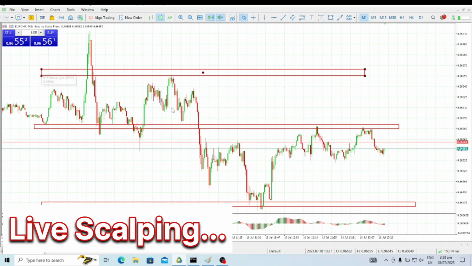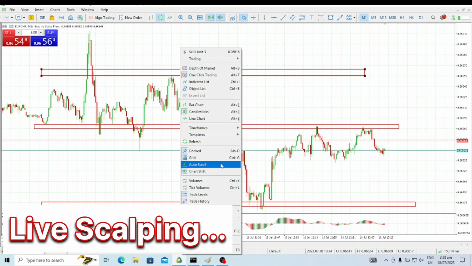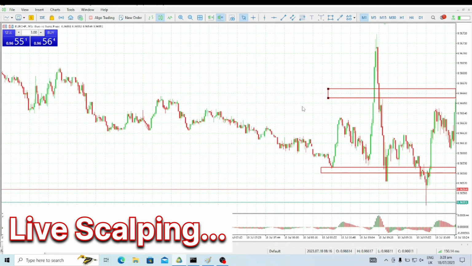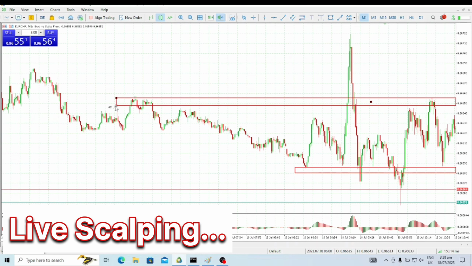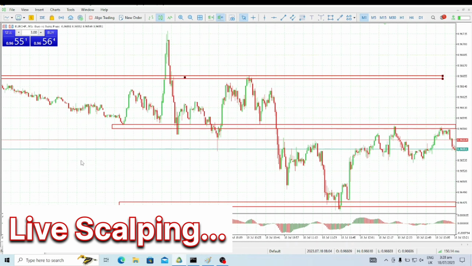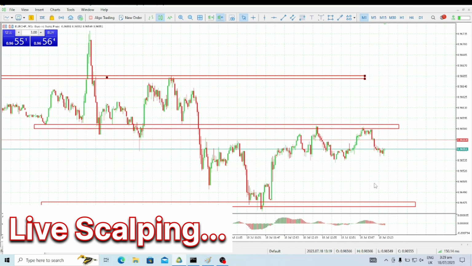So you can see there's another support area here. Can you see? Yes. So you can drag it all the way to the other side. You can see that one is also related to this support area. So let's analyze the markets.